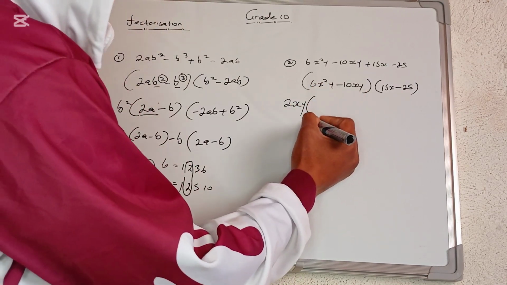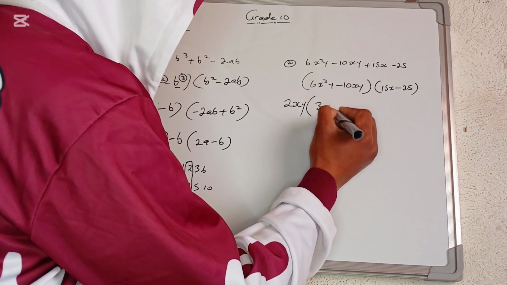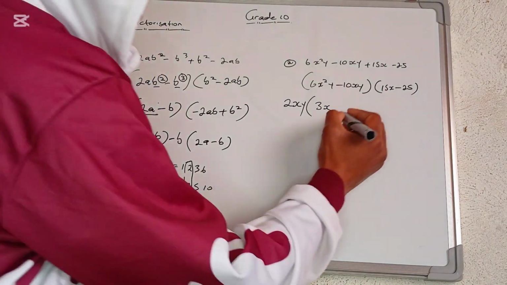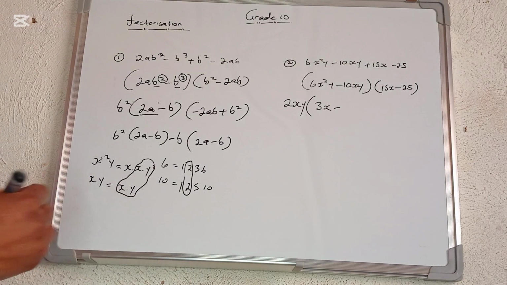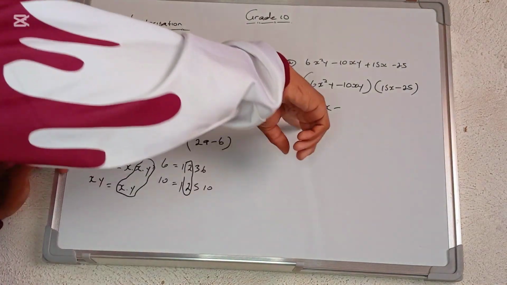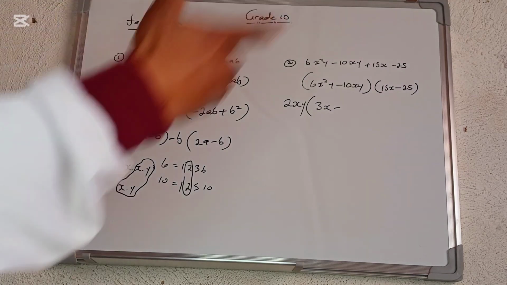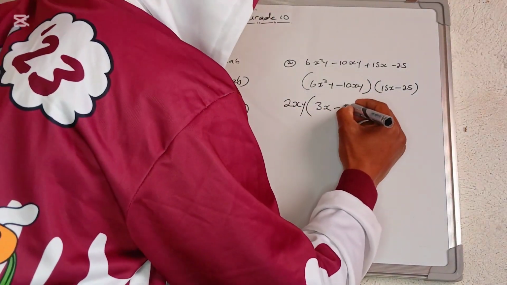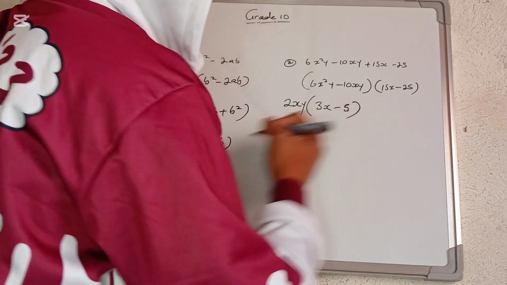We will be left with what here? 3x minus, 10 divided by 2 is 5, and then xy over xy is 1. So it's going to be 5 times 1, which is 5.